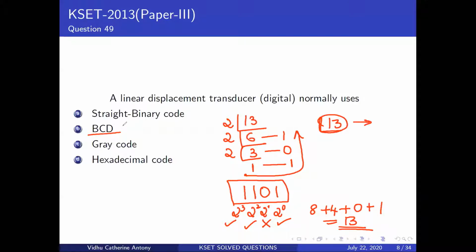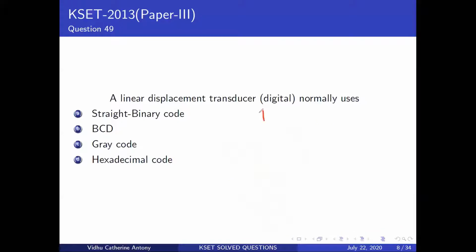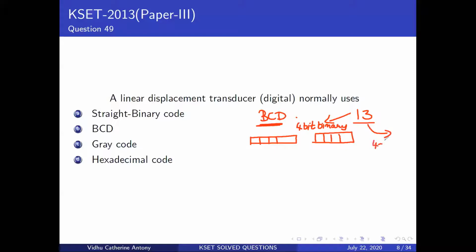Now, what is binary coded decimal? Let's look at BCD and how it looks. What we're doing here is writing the BCD as 4 bits for each digit. So if you have something like 13, how do you write it in BCD? You take this 1 and write it as a 4-bit binary number, and you take the 3 and write it in 4-bit binary.